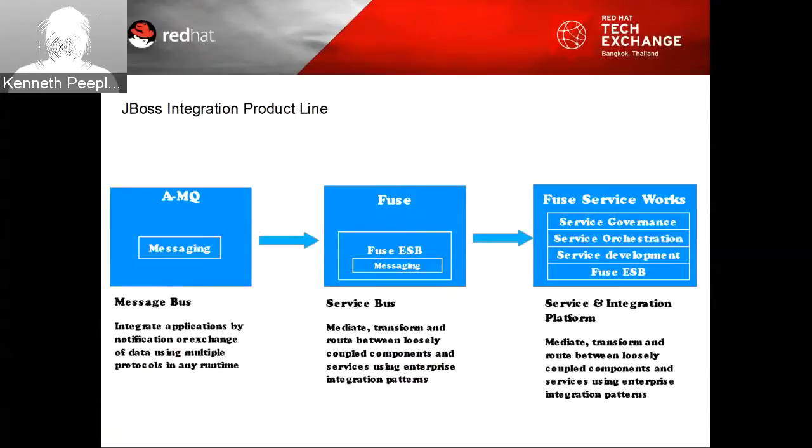And then if you move up for more features, more capabilities, and move into Fuse ServiceWorks, you have the service governance, the orchestration, and the structured development, as well as the Fuse ESB and AMQ for messaging. And that's the service and integration platform. So I just wanted to include this slide just to show the progression of adding additional capabilities and functions through the integration product line.